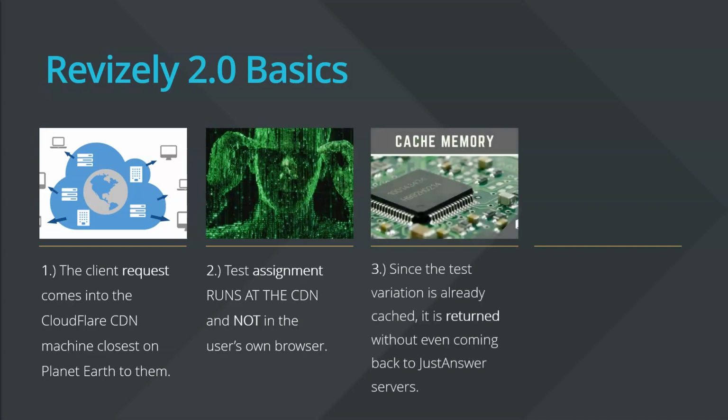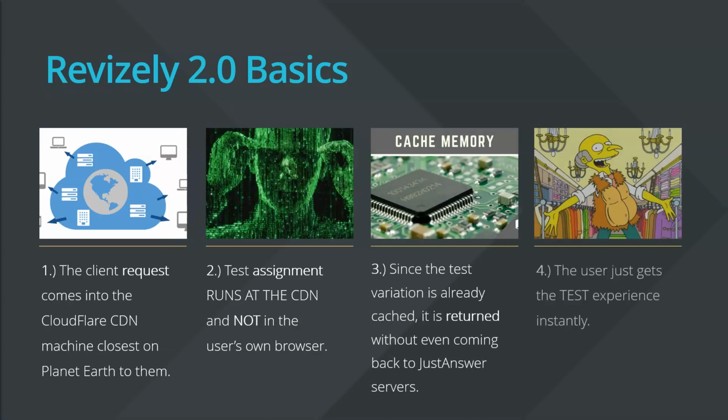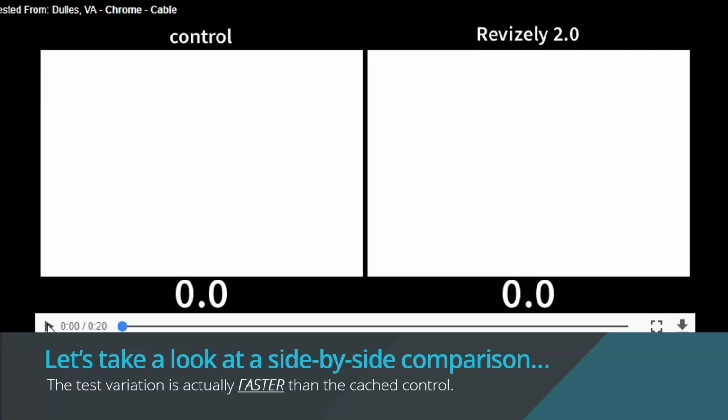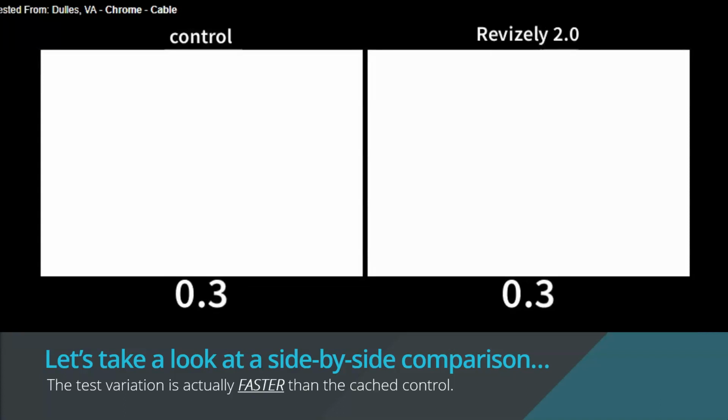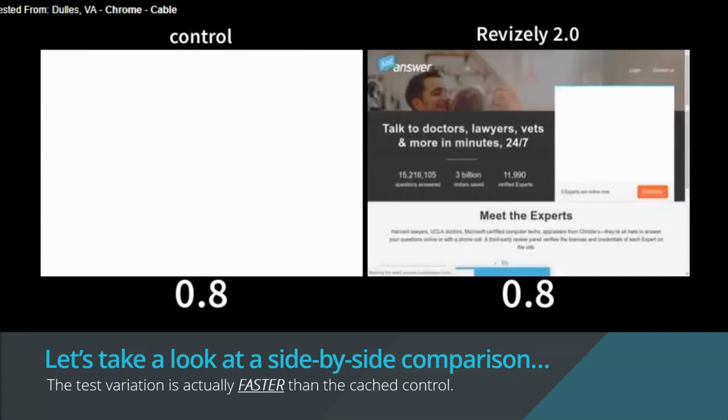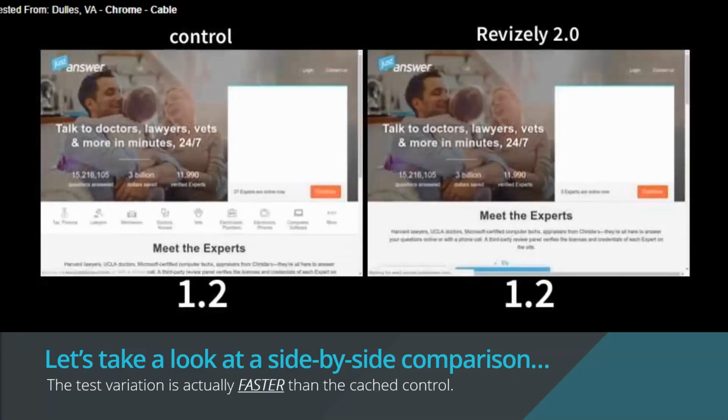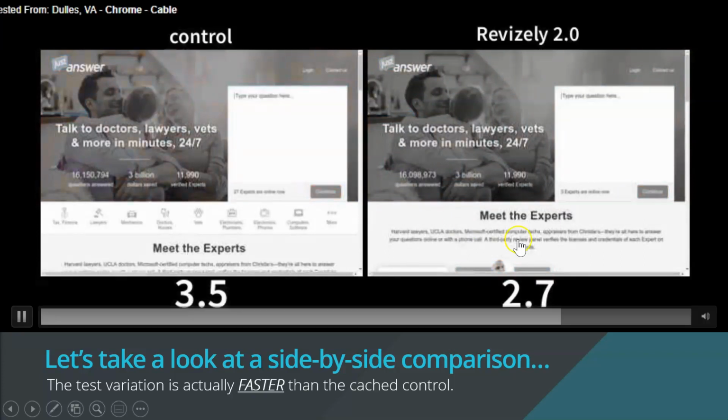Since the variation is already cached and it's returned without even coming back to our origin servers, it's super, super fast. The user just gets the test experience instantly. There's no flicker, no performance woes. So let's take a real look. Here on our control, we are loading our experiment with client-side code rendering in the browser, and over here is what was coming from Revisely 2. And you can see that for an identical experience, where nothing is being changed other than just rendering the page, it was much faster in our cached version.